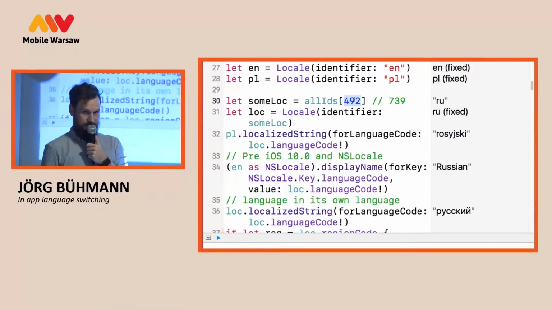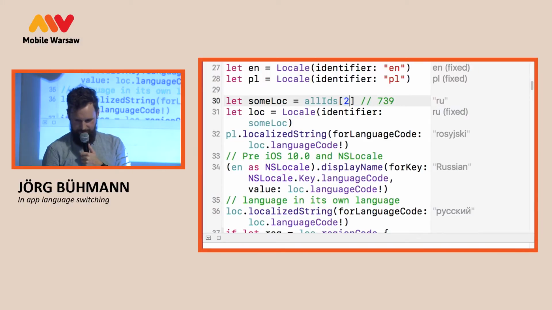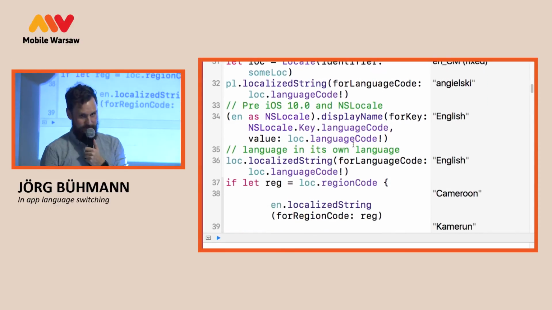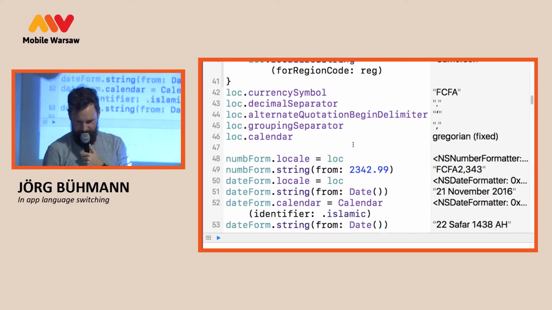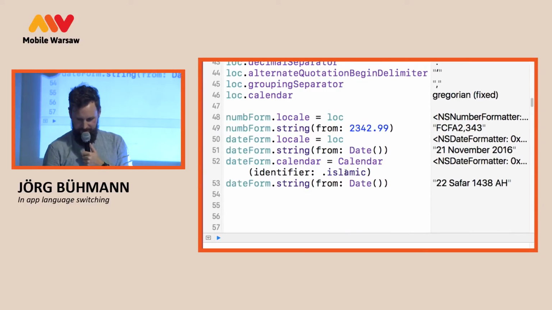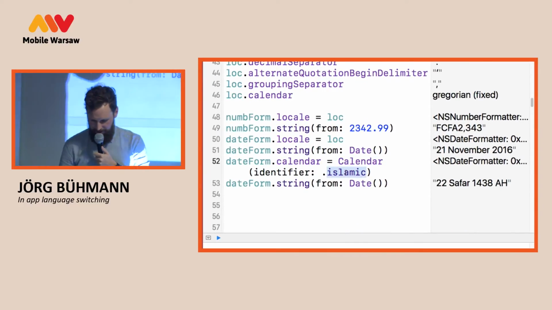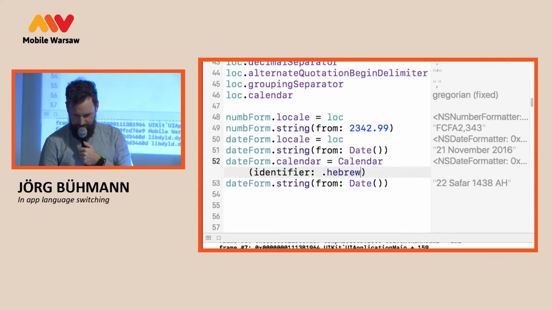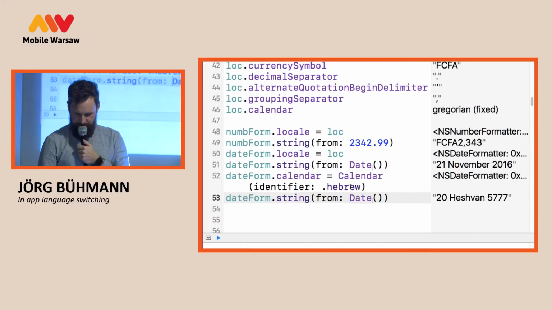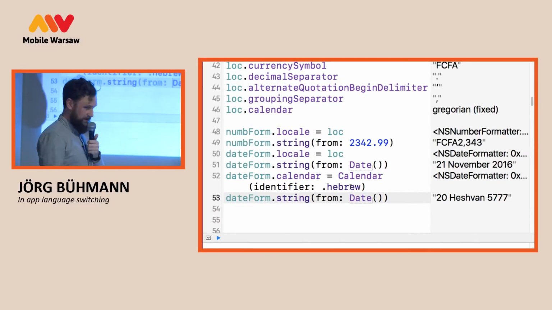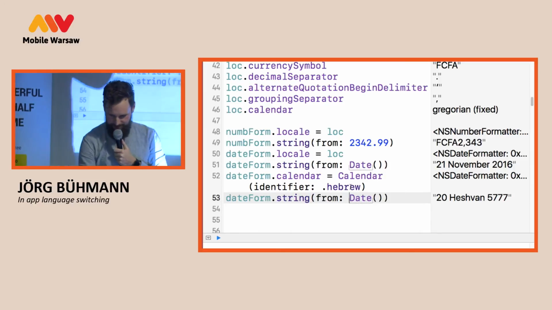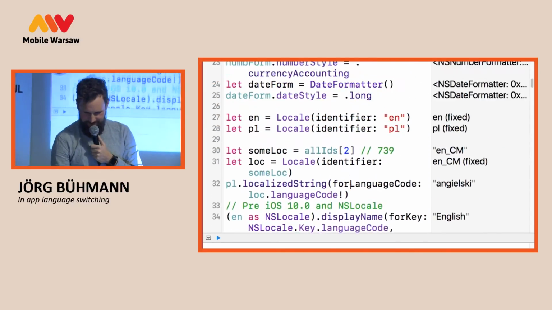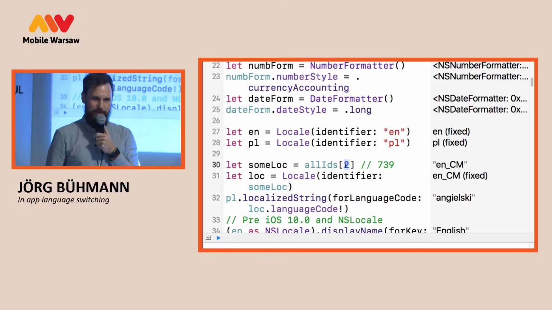Another number, please. 2. English for Cameroon. Let's look at that. Let's try a different calendar, maybe a Hebrew calendar. As you can see, the Jews have been around for a while. Okay, we do one more, I think, but you get the picture.